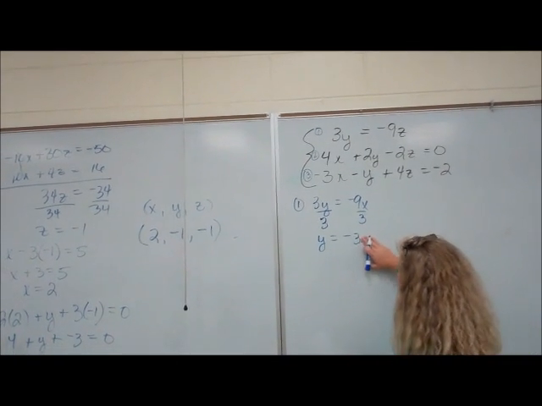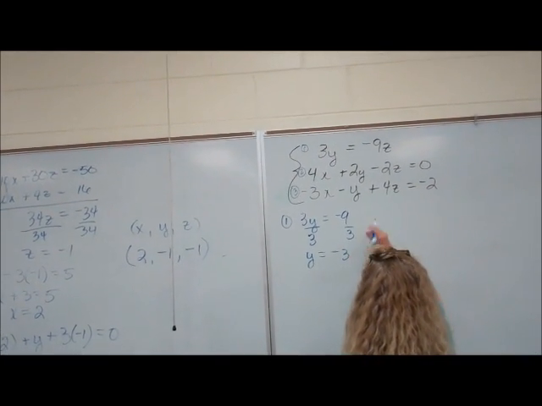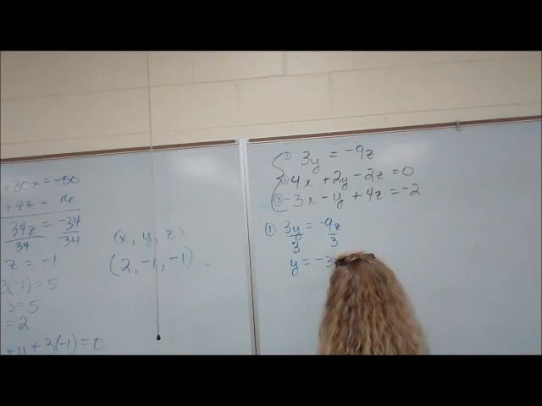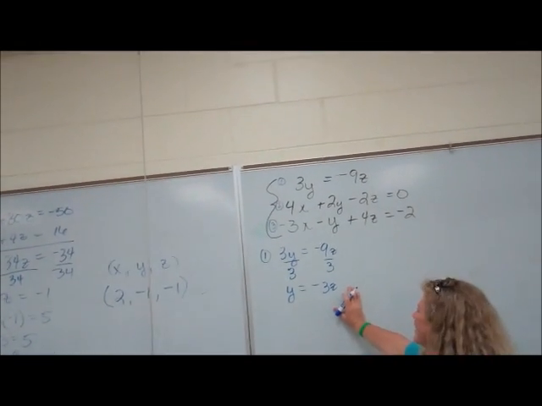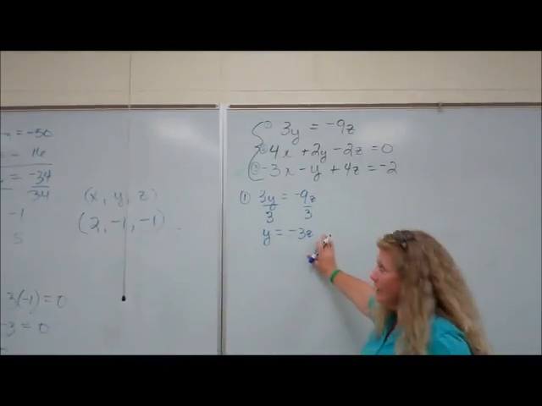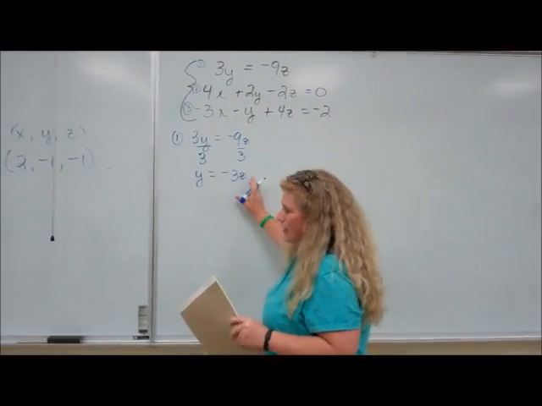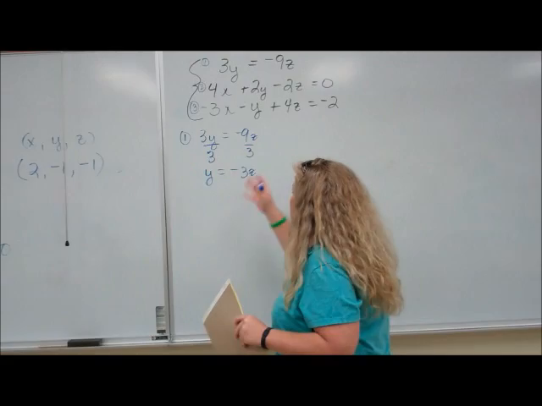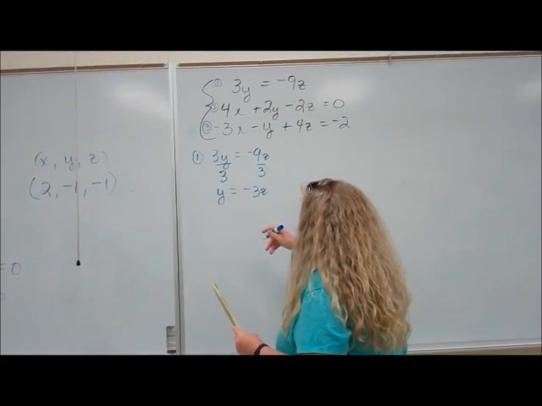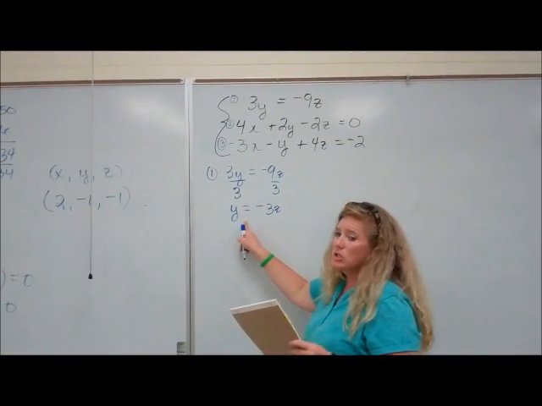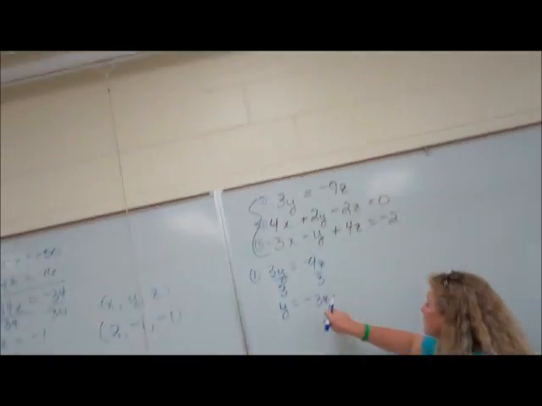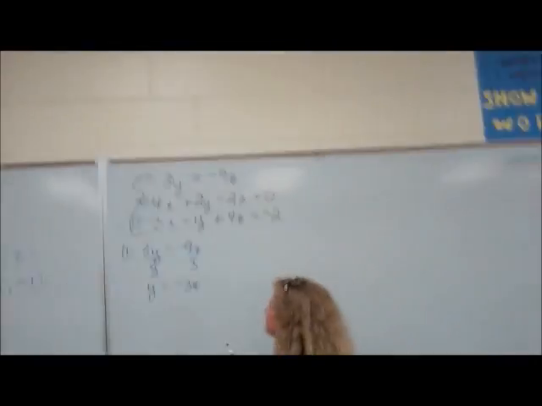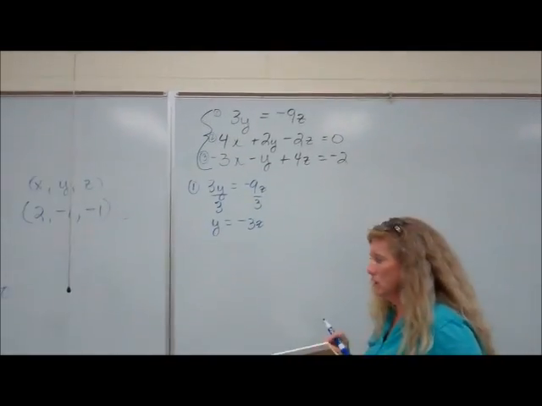And I slipped up and used the wrong variable. These are z's. You know me, I do that sometimes. So 3y equals negative 9z. Solve for y, we've got negative 3z. The math was correct, I just used the wrong variable. Shame on me. Now what we're going to do is take equations 2 and 3. We're going to plug in negative 3z for y into both of those equations.